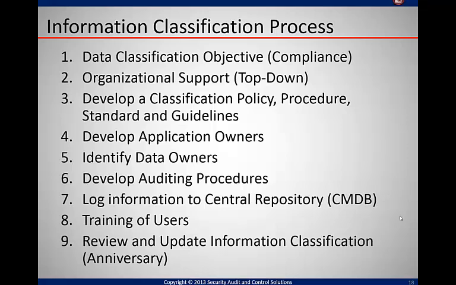Step 6, we have to develop auditing procedures. This is part of the assurance procedure to make sure that we have done things correctly. Step 7, we have to log this information to a central repository. This could be, for example, a configuration management database with the risk associated. Then we have to train the users. And then there is an annual process, or when we define the anniversary, it can be 180 days, to review and update the information classification.